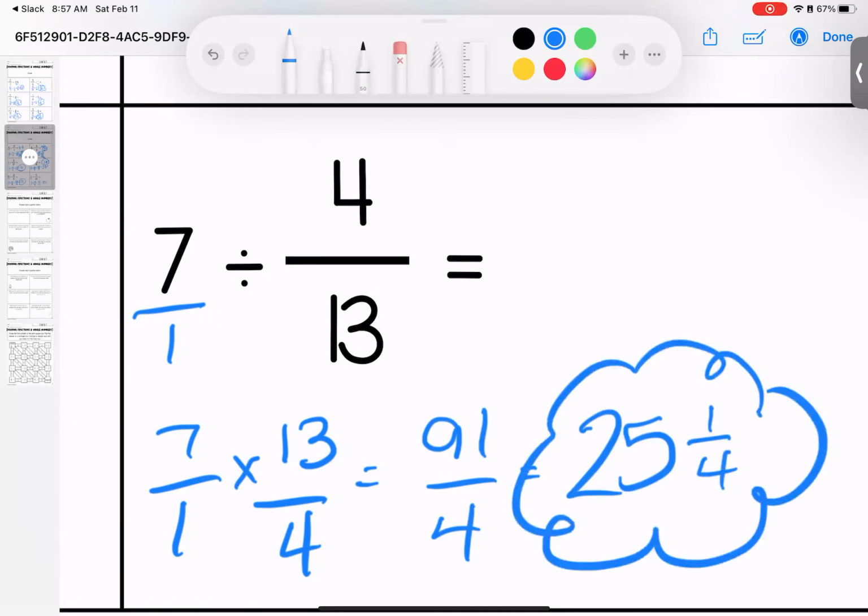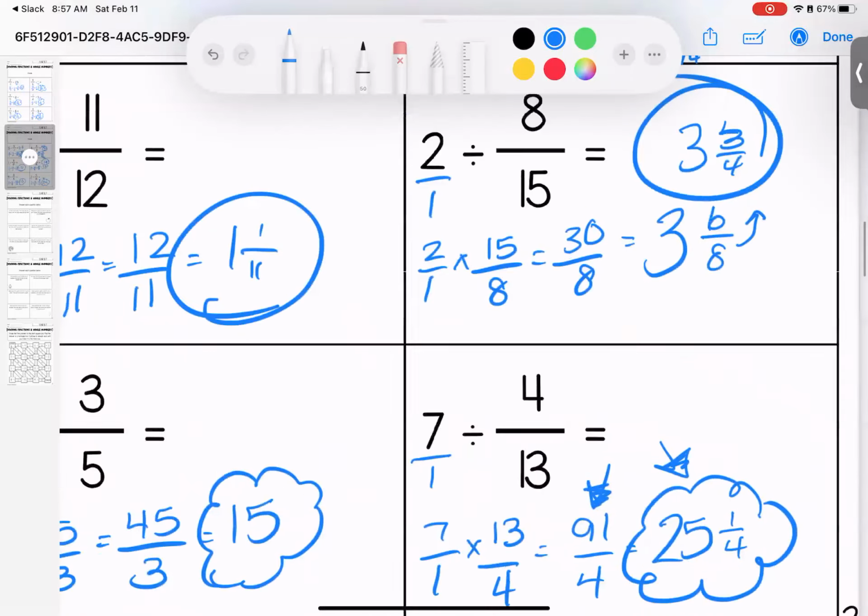So 25 and 1/4. Remember, if you got here, this is your scale. If you got here, this is your stretch. Any questions? Bring them to class.